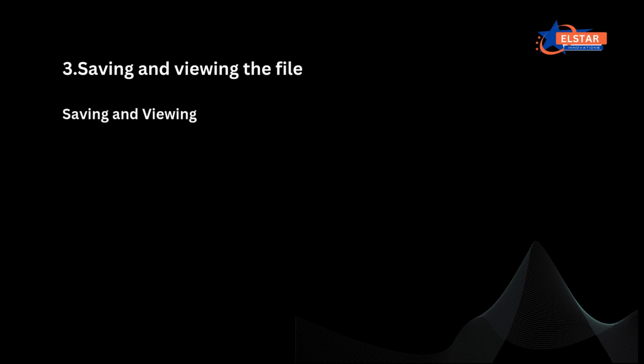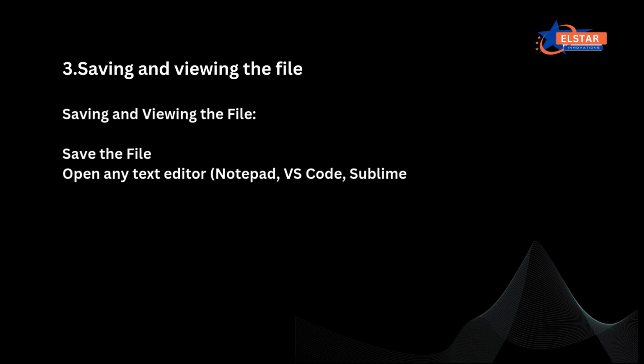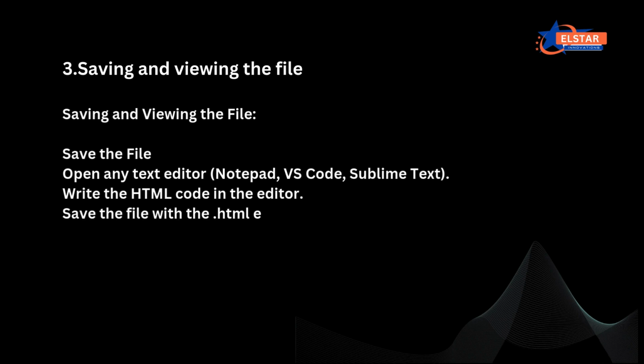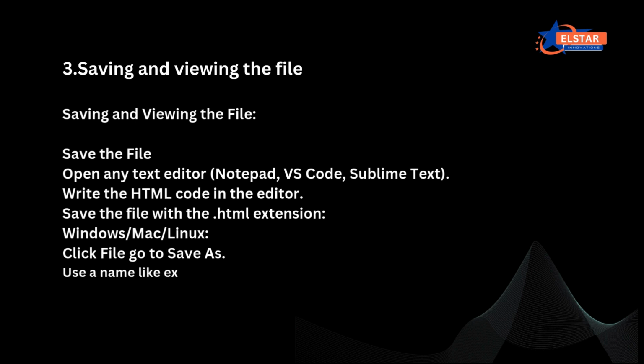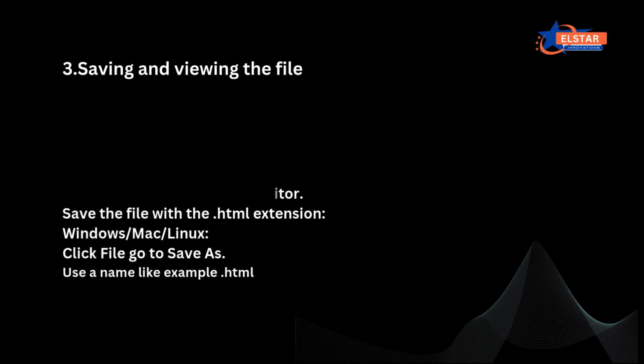Saving and viewing the file. Save the file. Open any text editor: Notepad, VS Code, Sublime Text. Write the HTML code in the editor. Save the file with the .html extension. On Windows, Mac, or Linux, click File, go to Save As, and use a name like example.html.